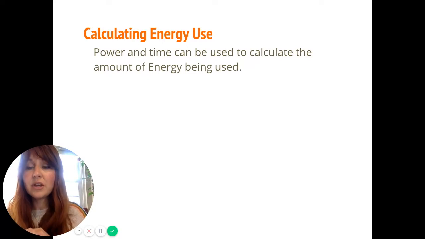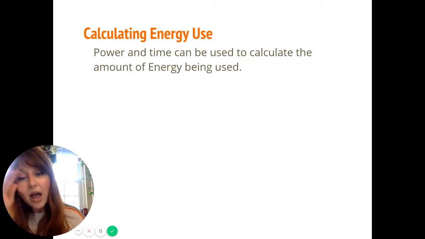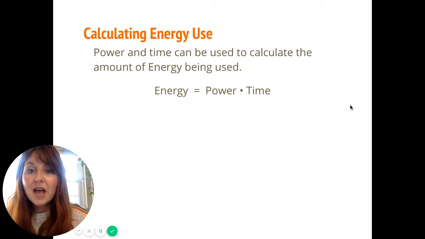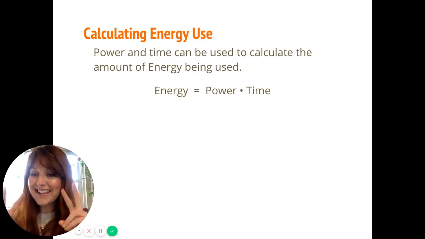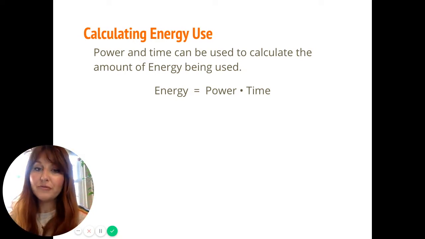So let's take a look. Power and time can be used to calculate the energy being used. So when your parents say you're wasting energy, you're wasting power because you're leaving your devices plugged in, this is what they're talking about. Energy equals power times time. So if you're wasting energy, you are leaving the power being drawn through your device in for a set amount of time.